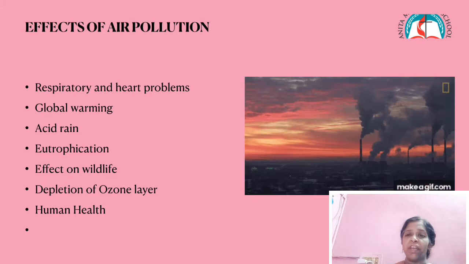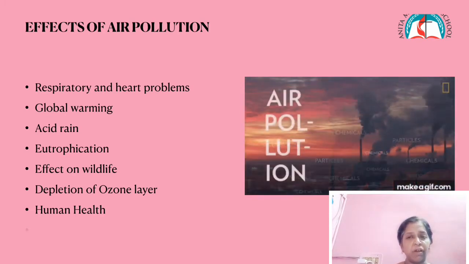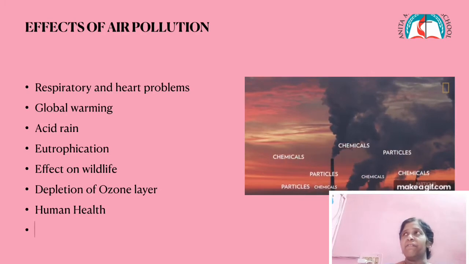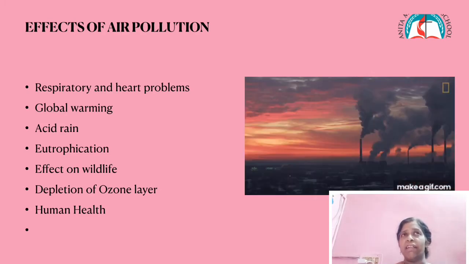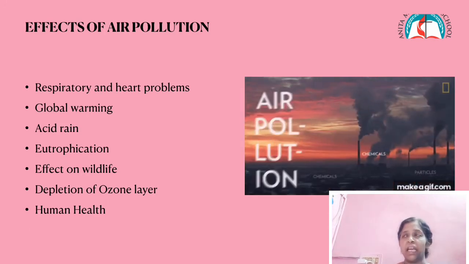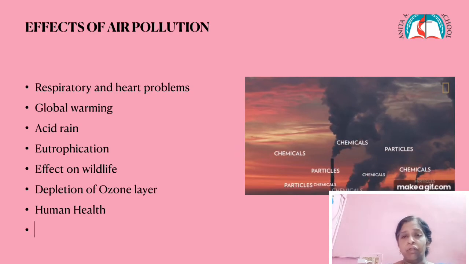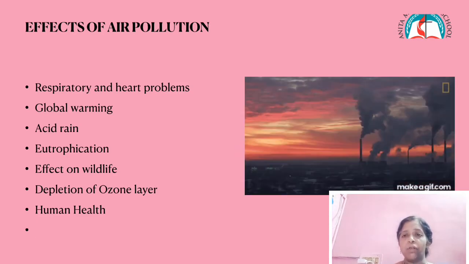Eutrophication is a condition where a high amount of nitrogen is present in the atmosphere and it affects the fish, plants and the animal species. Next one, effect on wildlife. Toxic chemicals present in the air also affect the animals, making them move to a new place or change their habitats. Depletion of ozone layer.